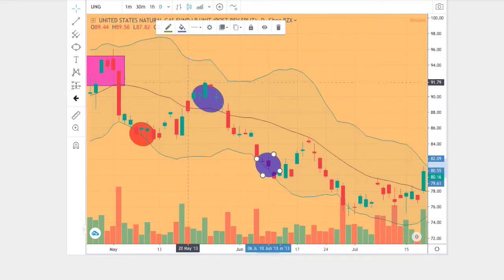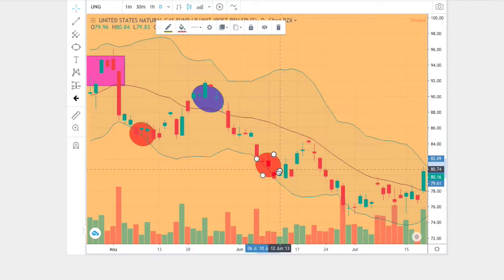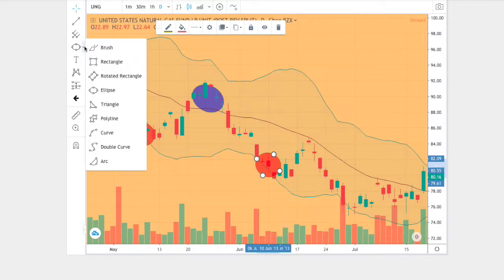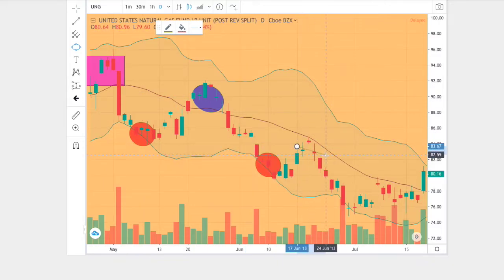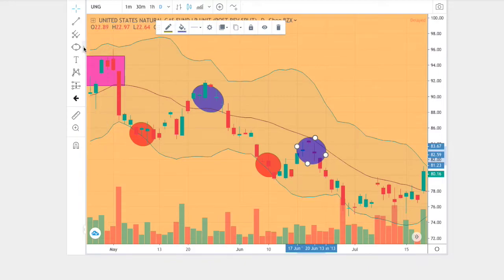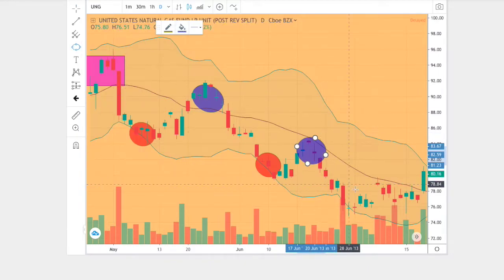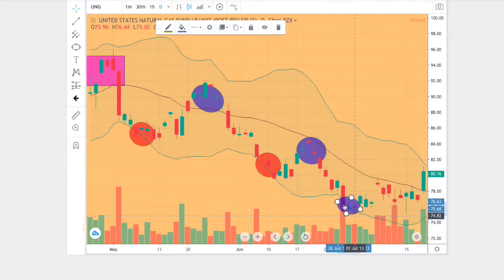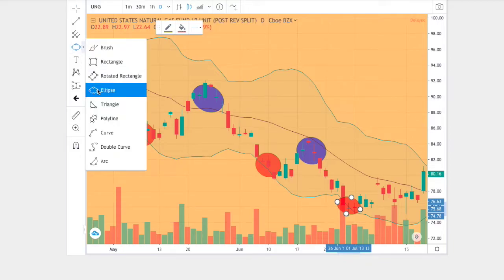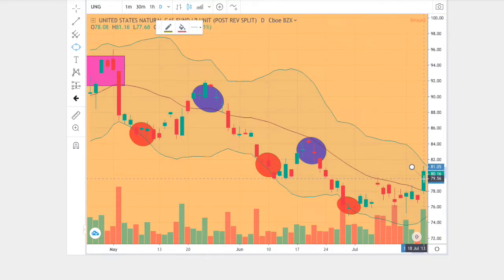And then what we have here is touching the bottom Bollinger Band, and then touching the middle Bollinger Band once more, and then we see one more instance touching the bottom Bollinger Band right here as well, and then we finally broke through, reaching the upper Bollinger Band right here.